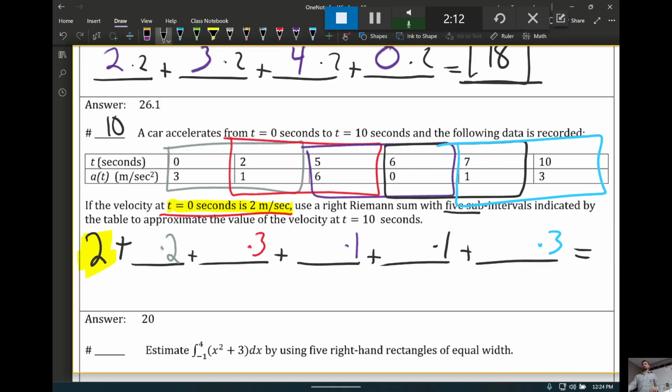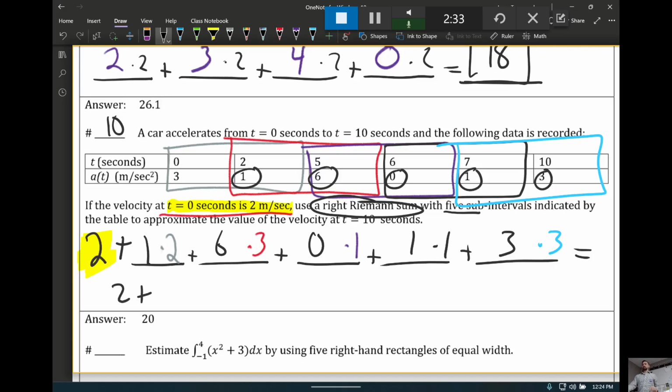Okay, and then for the lengths, we need to make sure we're using right Riemann sums. So rightmost value, rightmost value, rightmost value, rightmost value, rightmost value. Using the rightmost x value to get that y value to get that length.